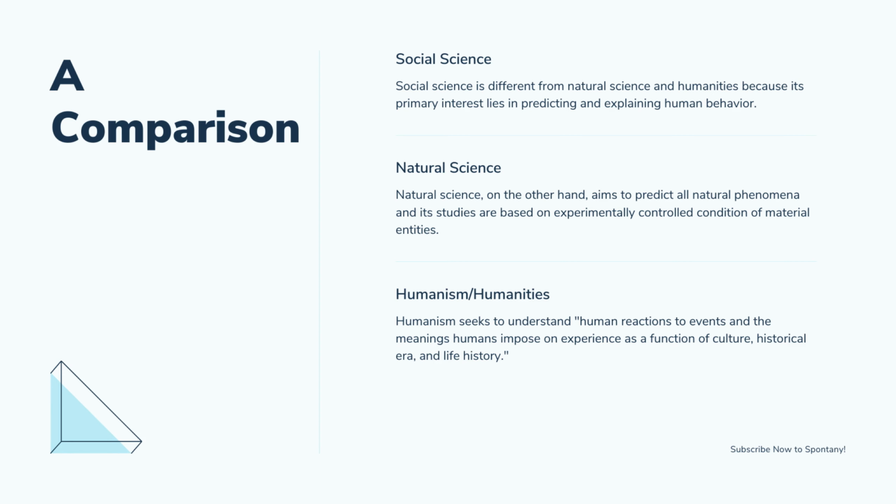And now, let us look into the difference between social science, natural science, and humanities. Social science is different from natural science and humanities because its primary interest lies in predicting and explaining human behavior. Natural science, on the other hand, aims to predict all natural phenomena, and its studies are based on experimentally controlled condition of material entities. Humanities or humanism seeks to understand human reactions to events and the meanings humans impose on experience as a function of culture, historical era, and life history.